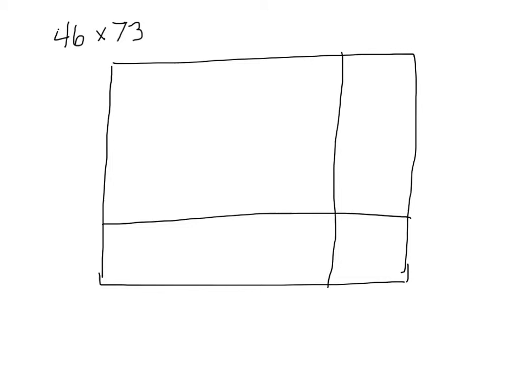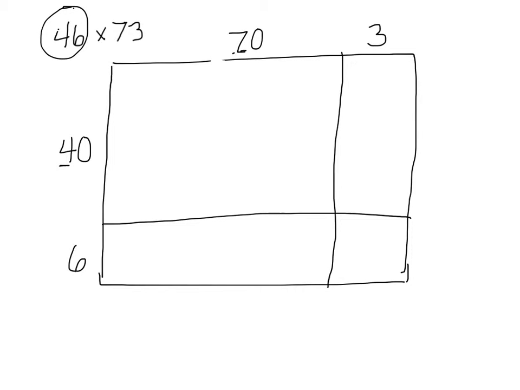This rectangle here should be the biggest one. Then you take apart your numbers here. So 46 is 40 and 6. The bigger number goes with a bigger rectangle. And 73 is 70 and 3. The order of those doesn't matter. You could put the 70 and the 3 on the left side and the 40 and the 6 on the top. It doesn't matter.